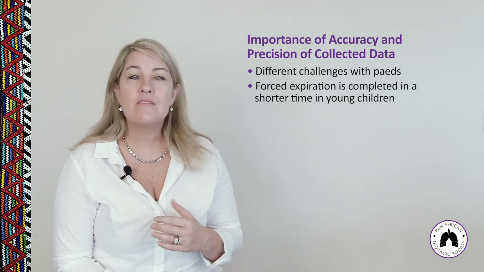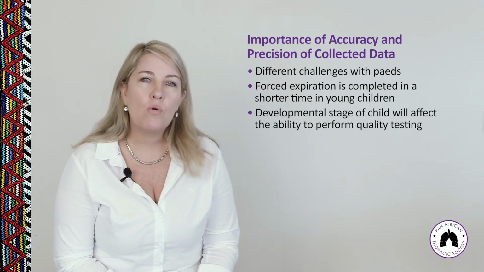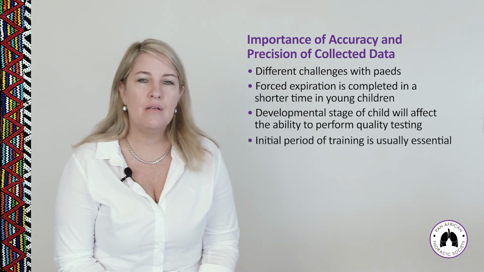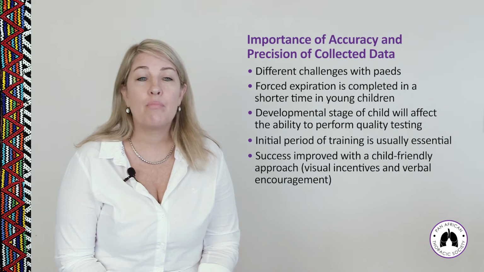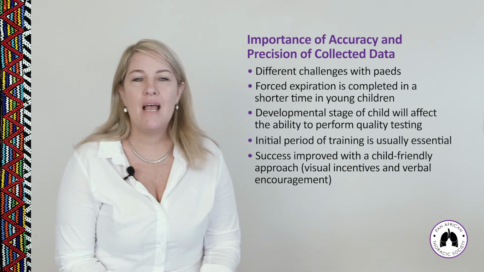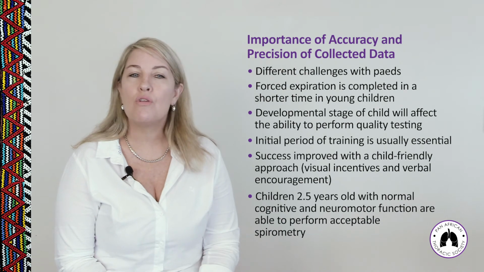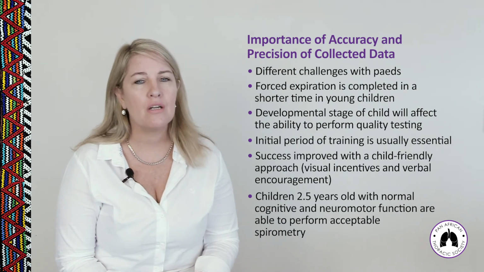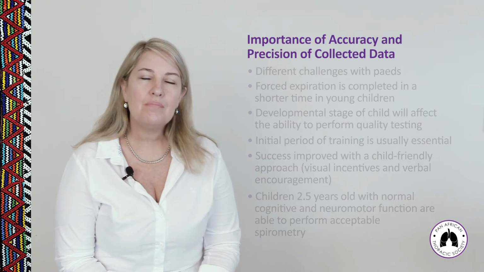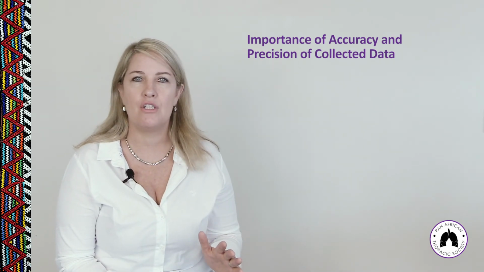and adults. The developmental stage of the child will also affect the ability of the child to perform quality testing, and an initial period of training is usually essential. Success is improved with a child-friendly approach, which may include the use of visual incentives and verbal encouragement, and with appropriate coaching, children as young as 2.5 years old with normal cognitive and neuromotor function are able to perform acceptable spirometry.